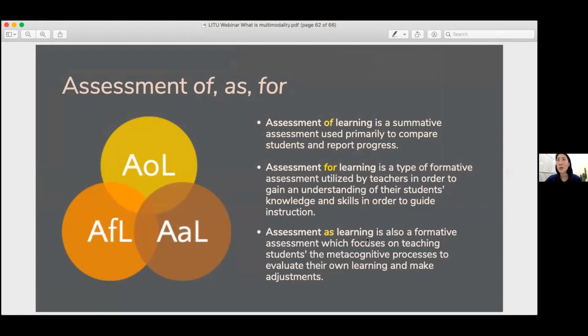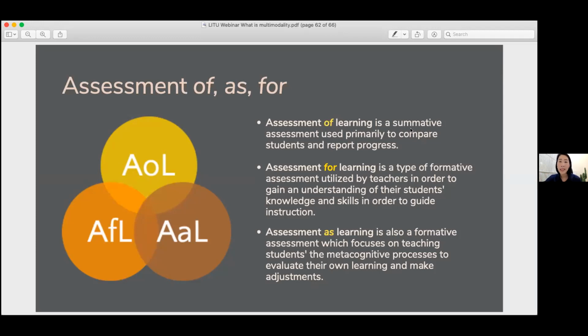That one actually was about hybrid learning or blended learning, but the speaker talked about this assessment model, which I think fits really well with multimodal lessons. So let's say there are three types of assessment. We have assessment of, assessment as, and assessment for learning. The first one is assessment of learning, which is AOL.